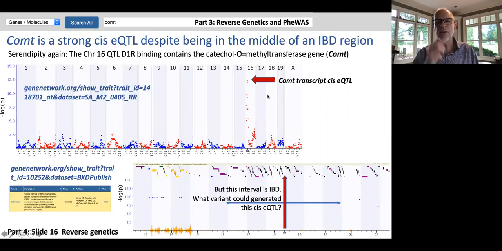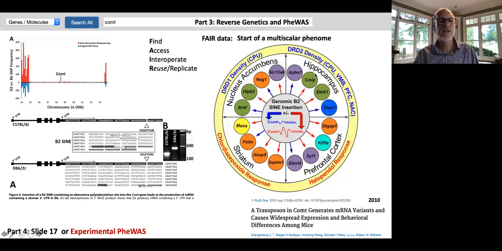And the question is, how did we get a cis-QTL in the middle of an IBD region? And the answer is this B2 SINE element got inserted into the 3' UTR of BL6 and produces a premature polyadenylation site. Actually, it produces three premature polyadenylation sites that change the structure of the 3' UTR quite dramatically from a long form in D2 to a short form in BL6. And a lot of subtle phenotypes are downstream of that variant.